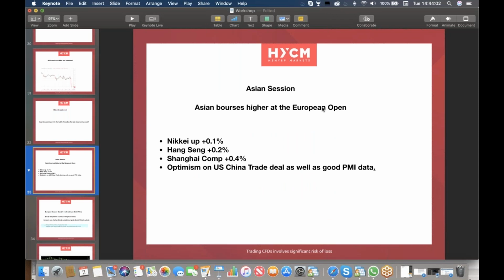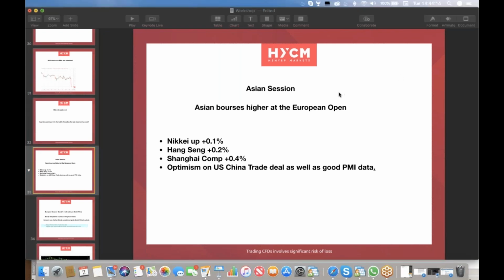Asian bourses higher at the European Open. This was all about the PMI, positive PMI data. That is affecting global risk sentiment, how China and the US are doing. The PMI data was up for China, it was up for the US. So the global mood is up.